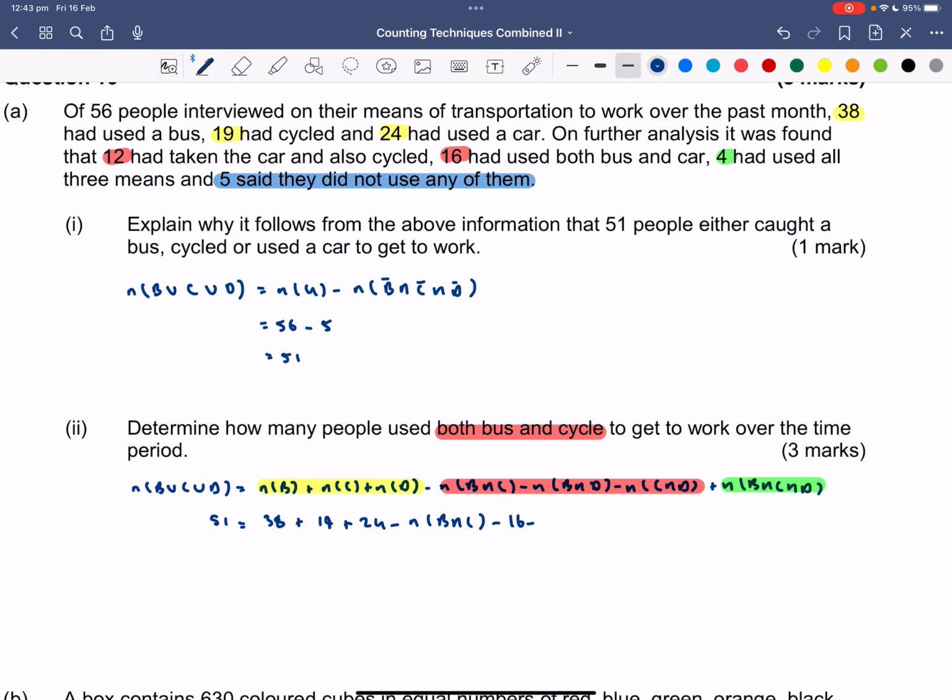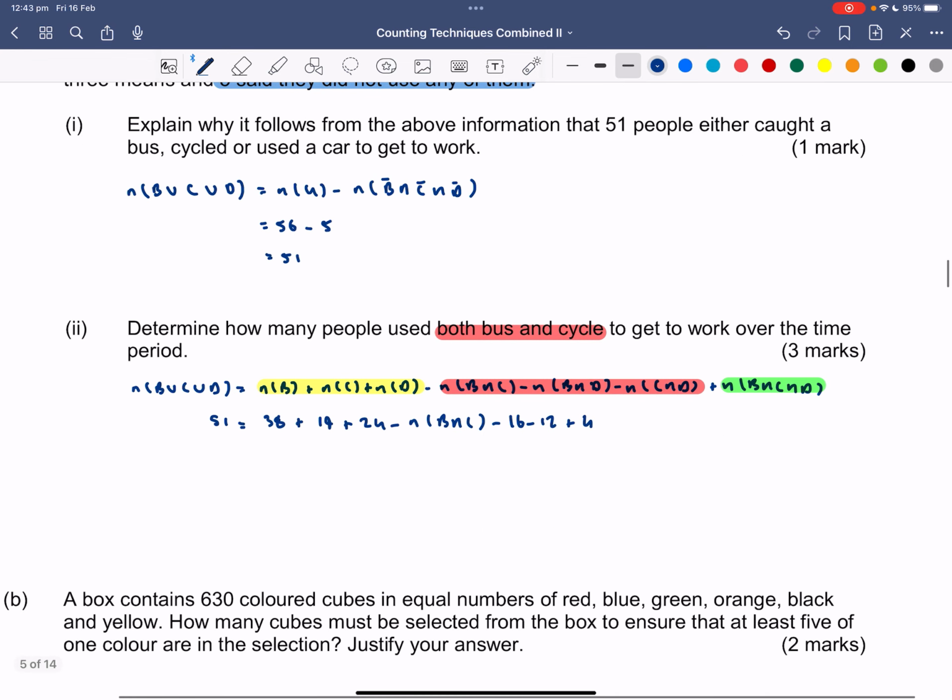So 12 had driven and cycled. So that's 12. And then we do know those that did all 3 was 4. Great. Now all you have to rearrange for is the number that took bus and car. And the number of people that took bus and car, if you rearrange for it, you will get 6.